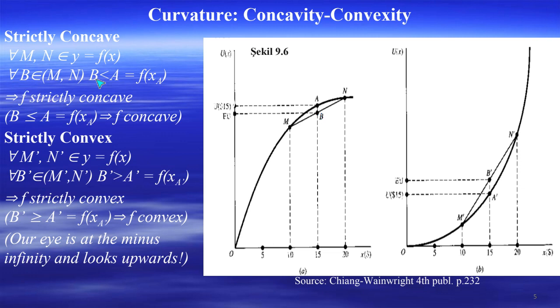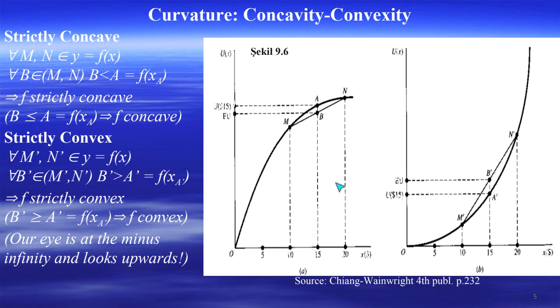What does it mean? If the height of B is less than the height of A, which is the point of the function corresponding to this X, then F is strictly concave. If the height of B is less than or equal to A, if it also allows equality, then F is only concave, not strictly concave. If you don't allow equality, if B is strictly less than A, then F is strictly concave. If B is less than or equal to A, then F is only concave.